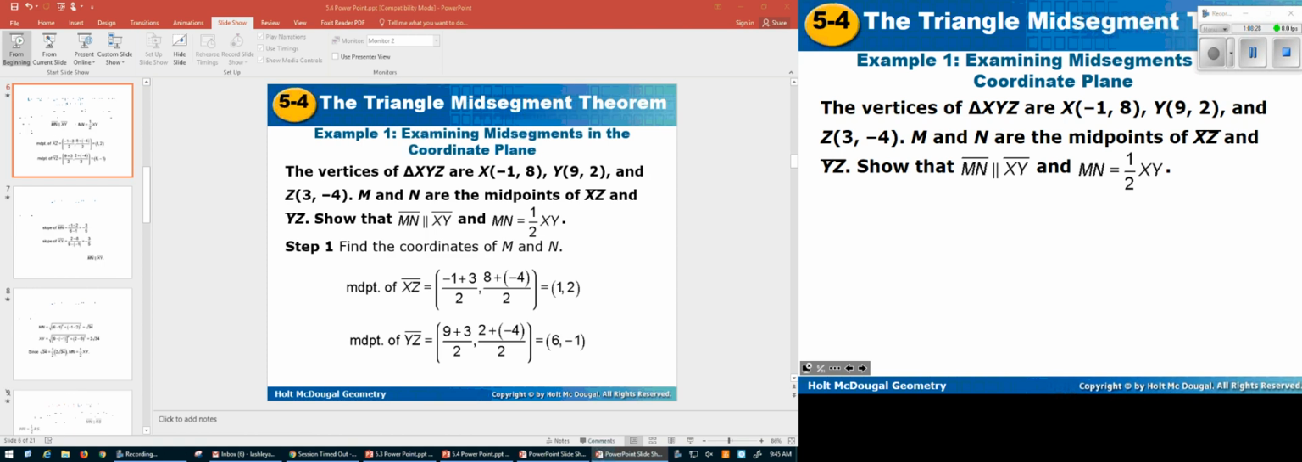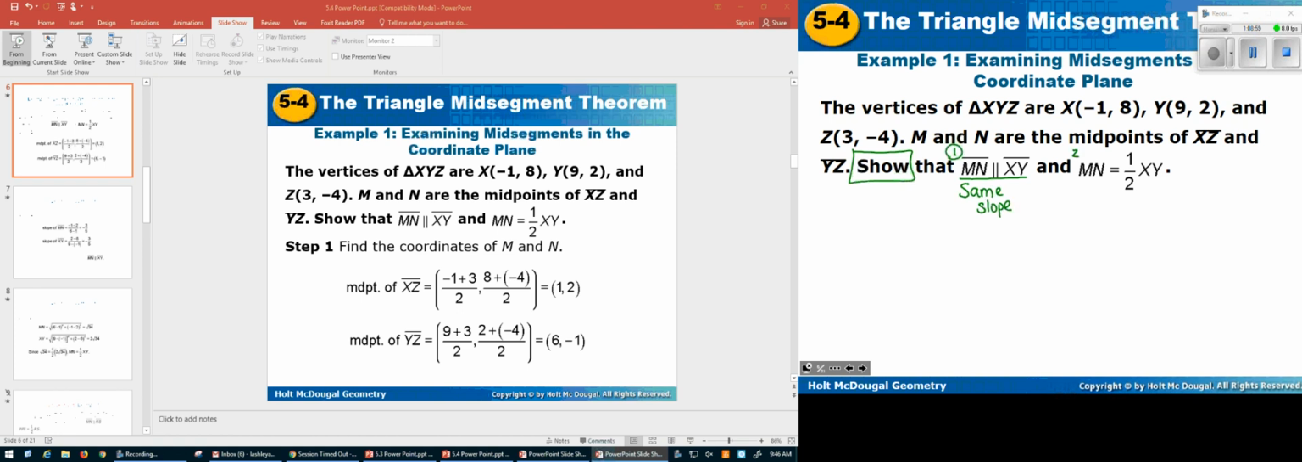So it gives you some information about the vertices of a triangle, and then it gives you some more information about midpoints, and it says show. And so this means you have to label your work and you have to show detailed, correct work. They want you to show two things. They want you to show these two lines are parallel. So first of all, on a graph, how can we show that lines are parallel? Same slope. So we need to show that they have the same slope.